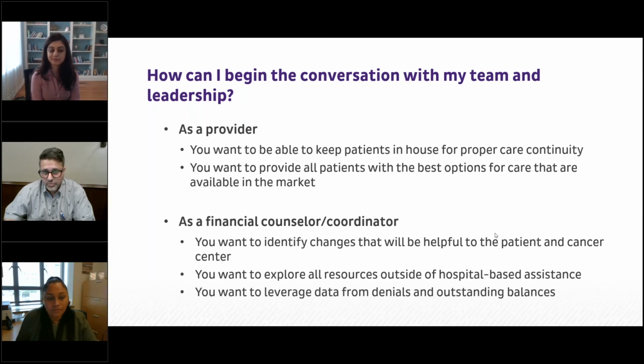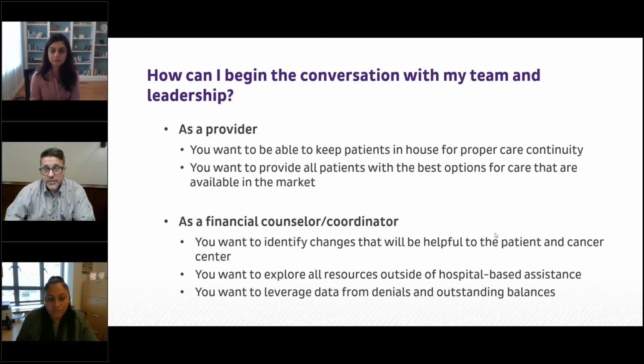So the first bullet point there is exactly this: proper care requires continuity. Most medical diseases that we treat are chronic illnesses that will require ongoing management for years, if not for the rest of their life. And so we want to be able to provide that care.